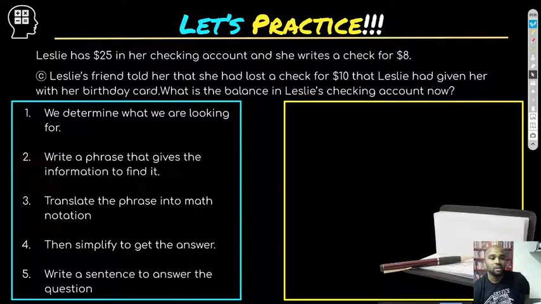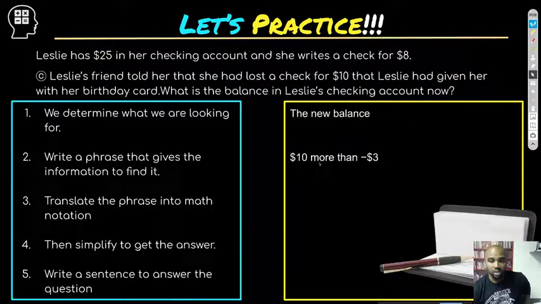Leslie's friend told her that she had lost a check for $10 that Leslie had given her with her birthday card. What is the balance in Leslie's account now? So her friend told her, hey, you gave me a check for $10, but I lost that check. So she lost the check, she can't cash it. So let's talk about it. We want the new balance.